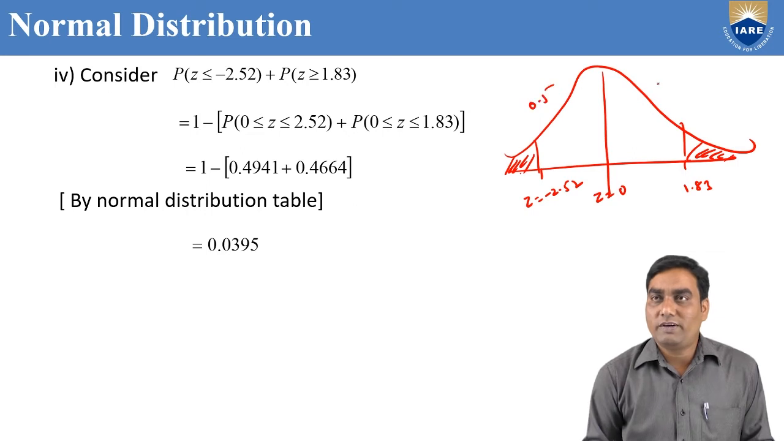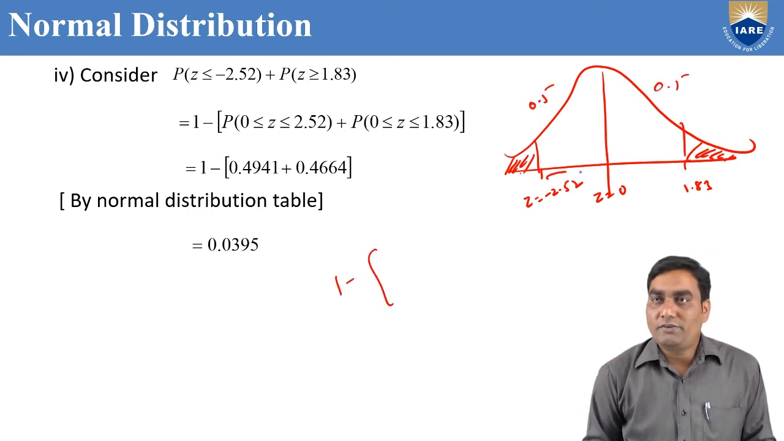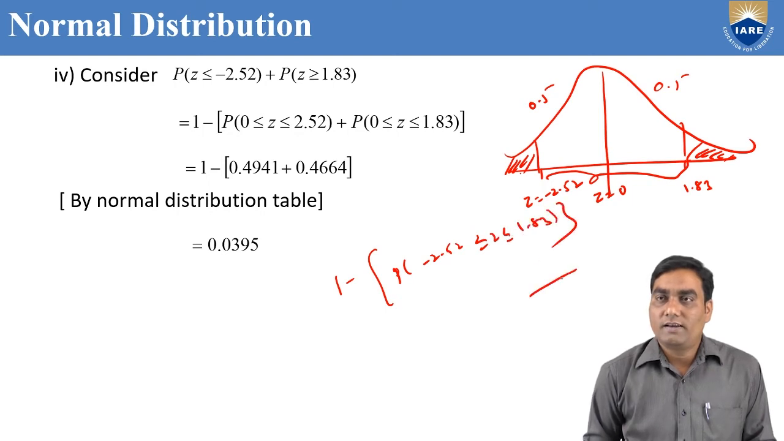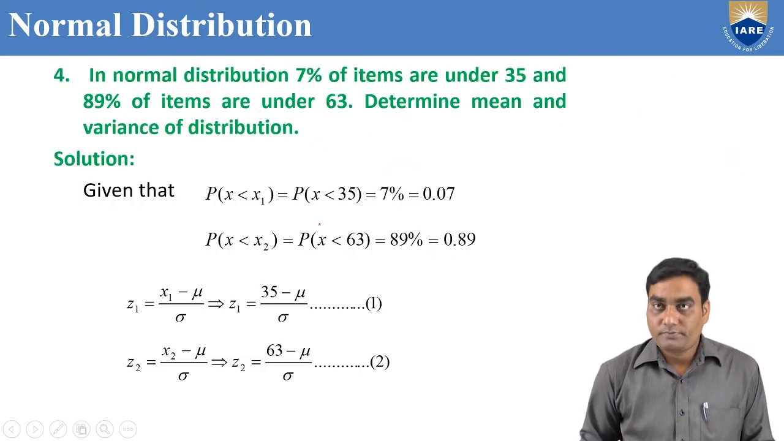Because it is 0.5, it's 0.1. You can subtract from here to here. That is the probability of minus 2.5 to 1.8. You'll get the answer. Minus 2.5, that means you can write it as from here to here means here to here plus here to here. That I have written. Simplify it, we'll get the value.